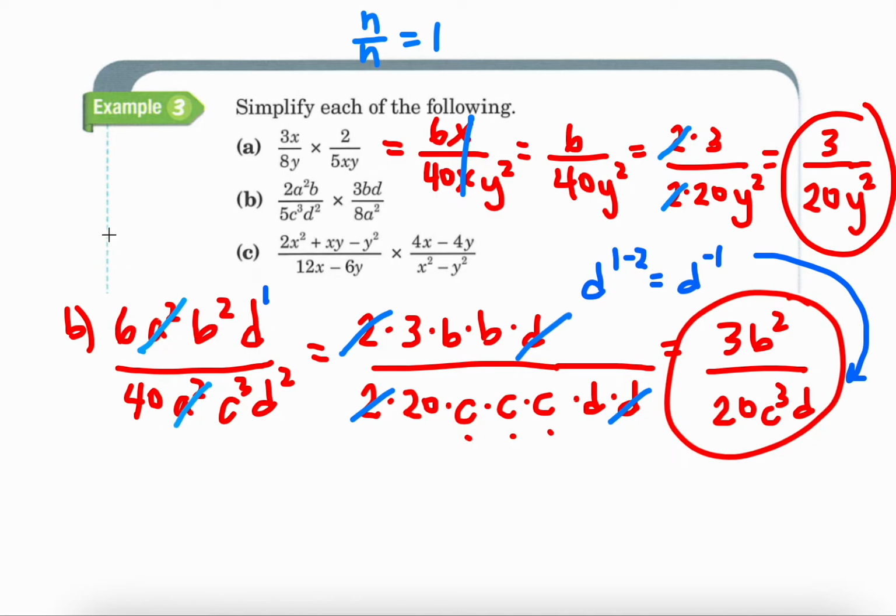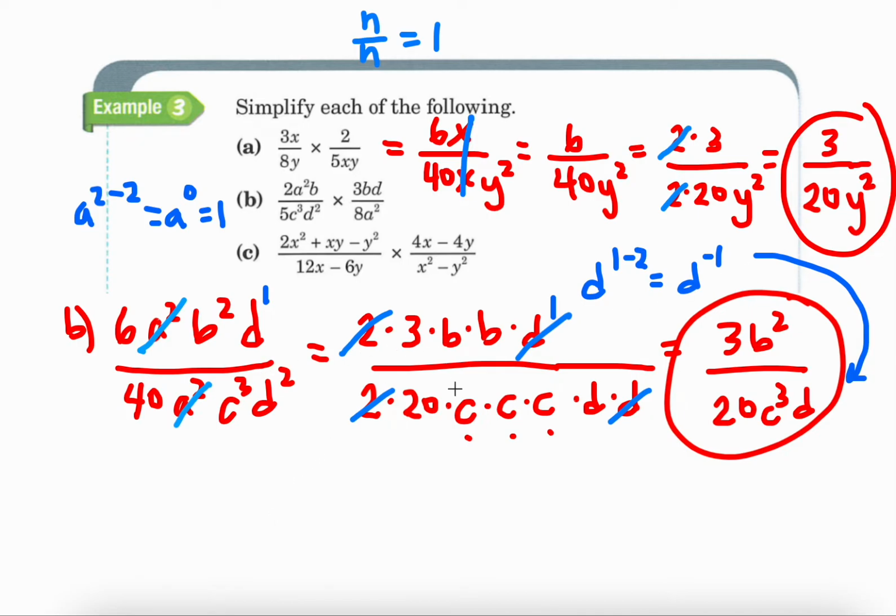Same with my a's. I have a squared on top and I have a squared on the bottom. So I'm going to subtract the top power by the bottom power, just like how over here, this is the top power minus the bottom power. There's 2 of them, 1 and 2. Okay, so that's how I get a to the 0 power, or 1, nothing. Ends up not showing up, so they cancel each other out.